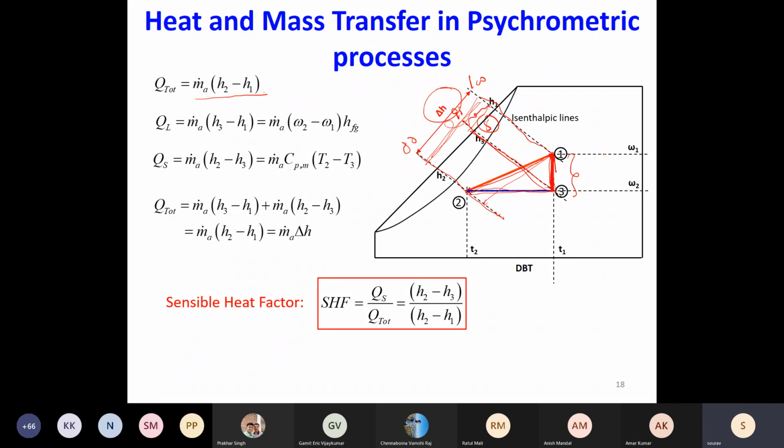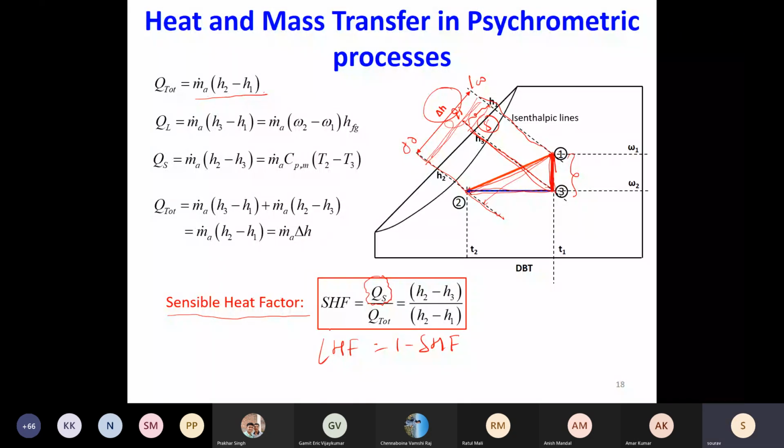Many a times you will see that you just know the enthalpy difference. So then you also need to know an additional parameter to fix the process line. That parameter is the sensible heat factor. So it is indirectly fixing the slope of this line. Sensible heat factor is defined as what fraction of your total heat transfer is sensible. Or you can also call another factor the latent heat factor, as 1 minus sensible heat factor.